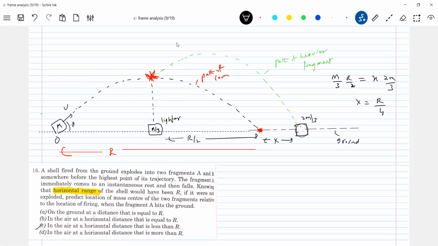Is it okay? So this is the overall basic picture. Now, say the lighter fragment falls at the point of projection. If the lighter fragment comes here, where should the heavier fragment be? Then instead of R by 2, you should write R. Then x should be equal to 2R. It will come on this side.